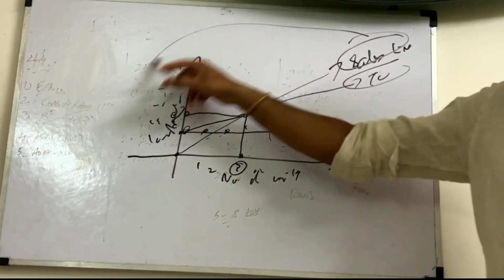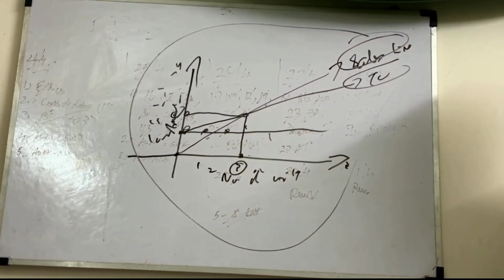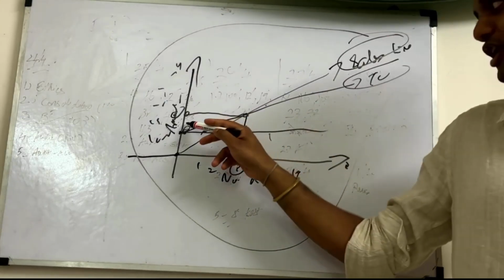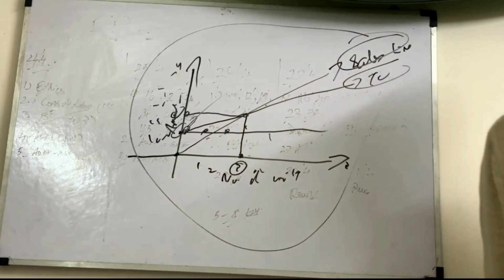Exam, this they will give you. They will ask you, what is the total cost at 0 units? You have to write that at 0 units, total cost will be equal to fixed cost, and this amount is the total cost.